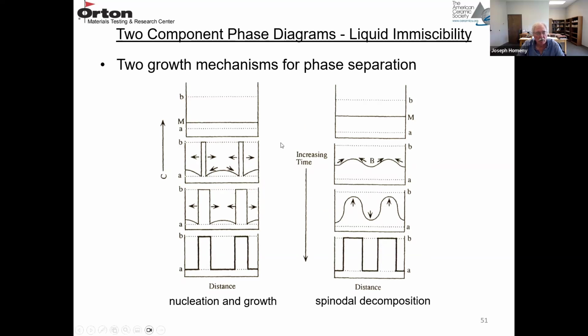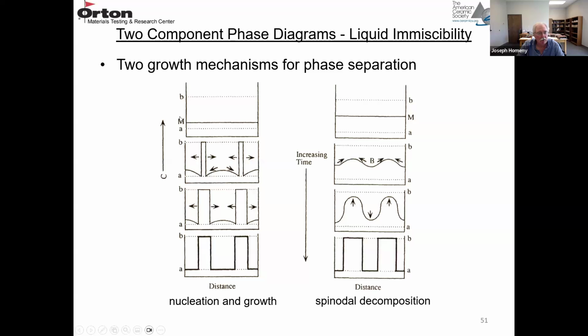So you have two liquids present, composition would be A and B. So the vertical direction is composition, and the horizontal direction is distance in that melt. And M is the composition somewhere between A and B, the composition that we're looking at. And as we're going from top to bottom in these diagrams, we're increasing the time.